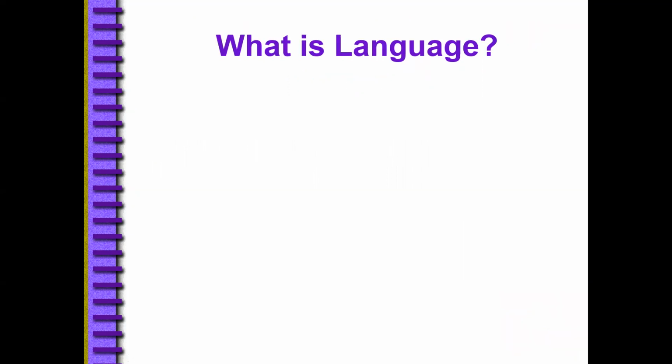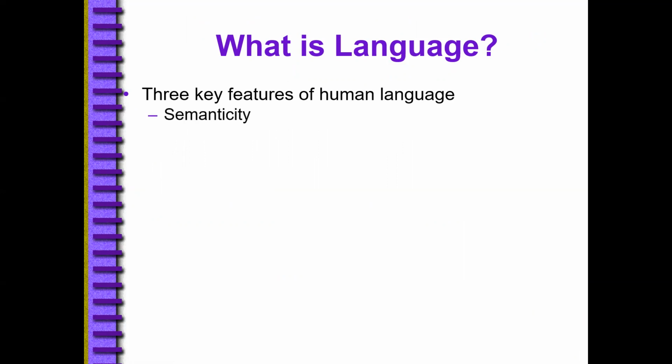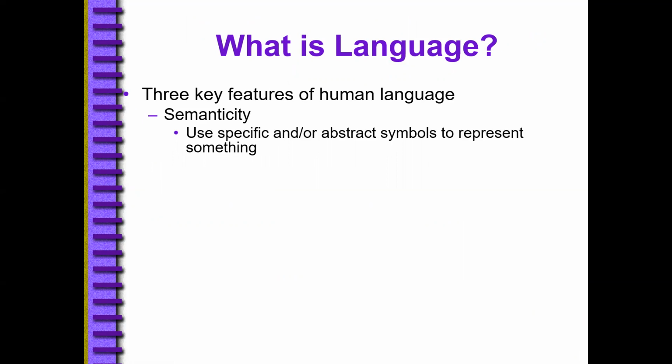If we try to define language and try to think about what are the key features of human language, it's actually very difficult to define. But researchers have come up with 3 key features of human language. One of the key features is semanticity. This involves using specific or abstract symbols to represent something. For example, the word baby represents a baby.